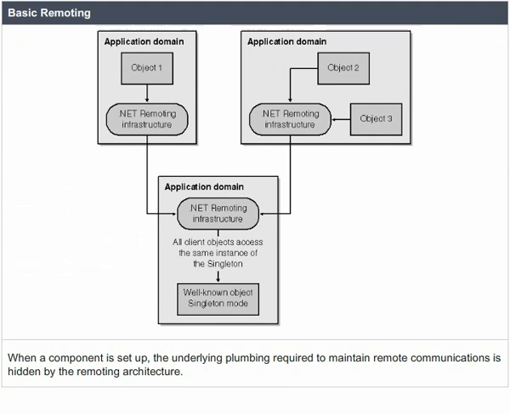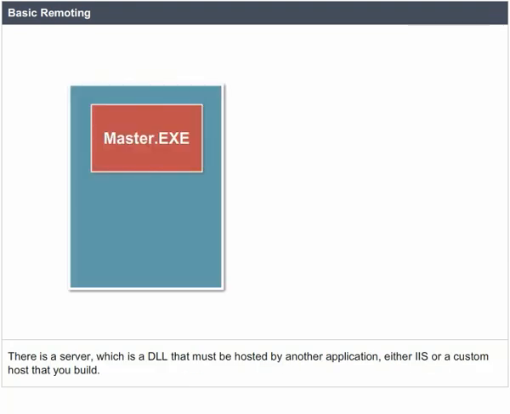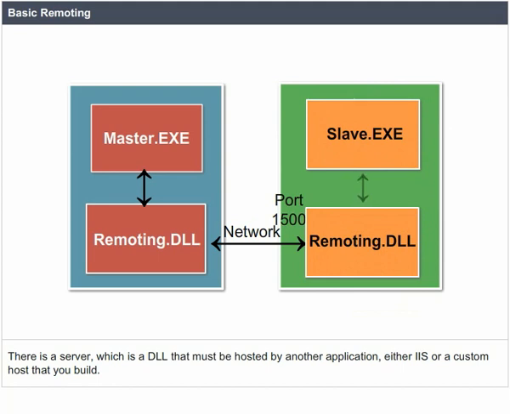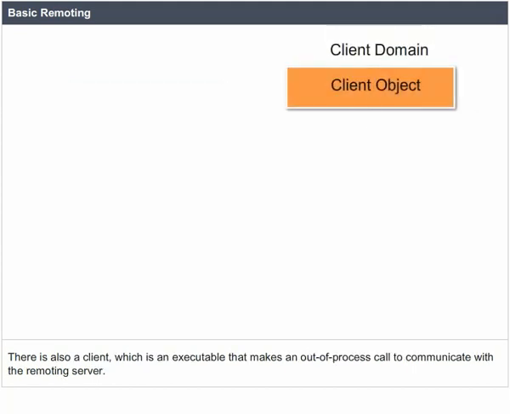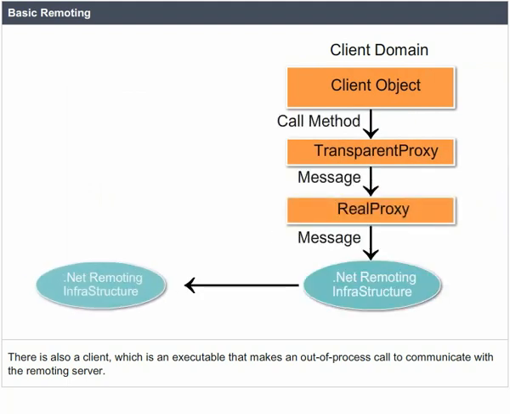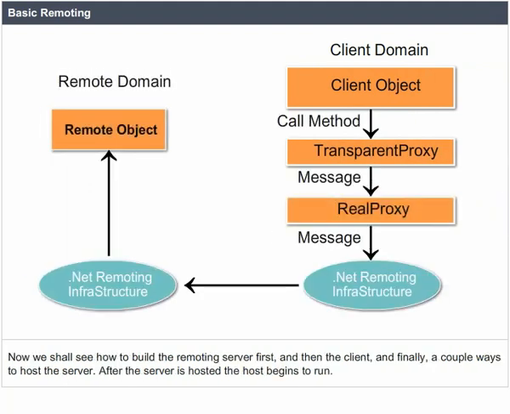There is a server, which is a DLL that must be hosted by another application, either IIS or a custom host that you built. There is also a client, which is an executable that makes an out-of-process call to communicate with the remoting server. Now we shall see how to build the remoting server first, and then the client, and finally a couple of ways to host the server. After the server is hosted, the host begins to run.